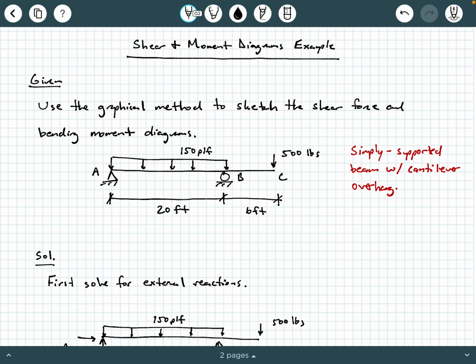Hey everybody, Dr. A here, and in this video we're going to be exploring an example of drawing shear and moment diagrams using the graphical method. So let's go ahead and get started. So to start, we're being given the following.